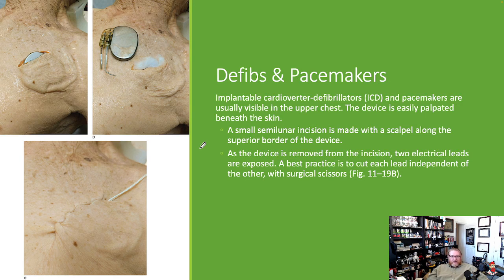Implantable cardioverter defibrillators and pacemakers are usually visible in the upper chest. They can be in other areas, but they're generally up here somewhere in the torso area. You can easily feel it beneath the skin. Usually, it says it is easily palpated, easily felt beneath the skin. A small semi-lunar incision is made with a scalpel along the superior border of the device. As the device is removed, two electrical leads are exposed. The best practice is to cut each lead independent of the other with surgical scissors. Fancy way of saying, don't try to cut both wires at the same time. Cut one, cut the other. That way it's easy to cut, and you're done. And you can see after you're done, it's a pretty simple incision. Just more incision practice.